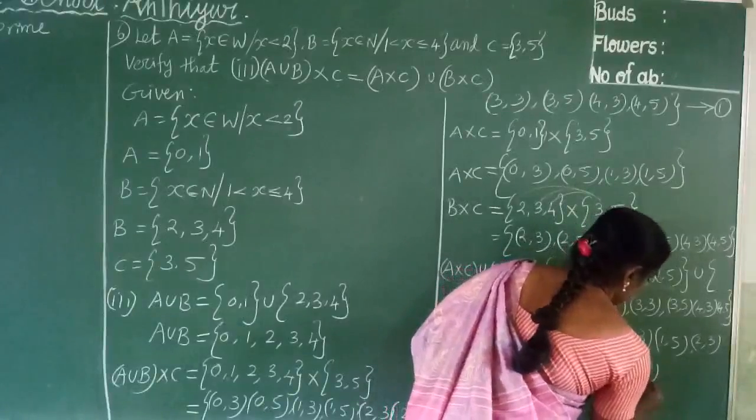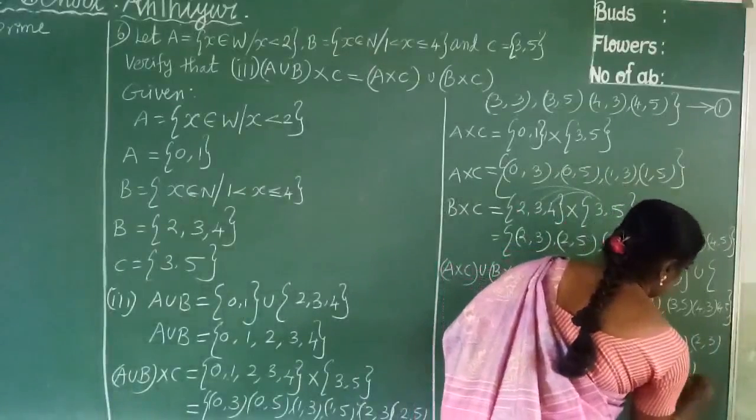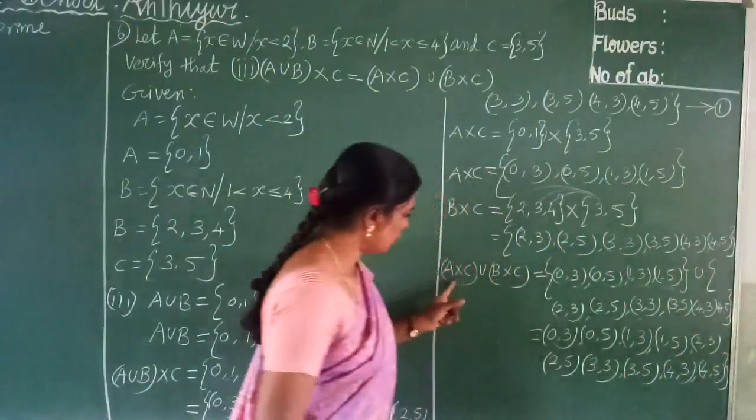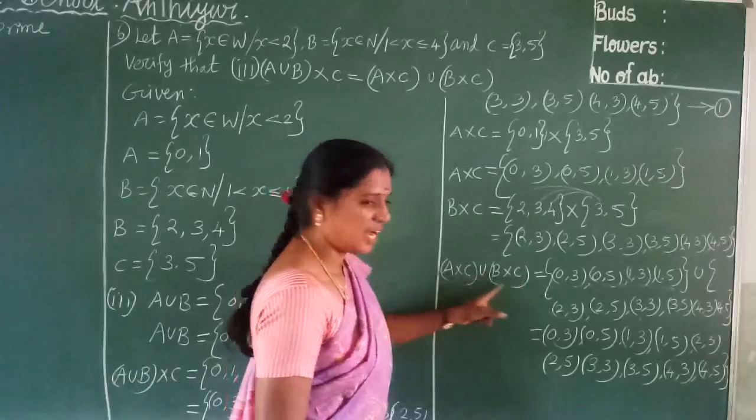3, 5. Next 4, 3. Here no repeated 4, 3. So write one time. Next 4, 5. So now we have found A cross C union B cross C. So that is the RHS answer.